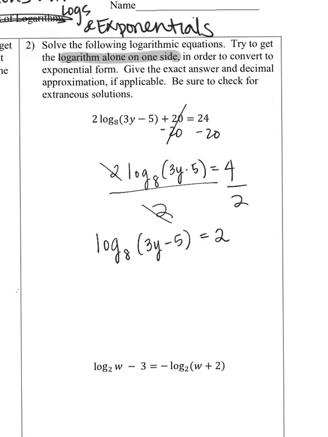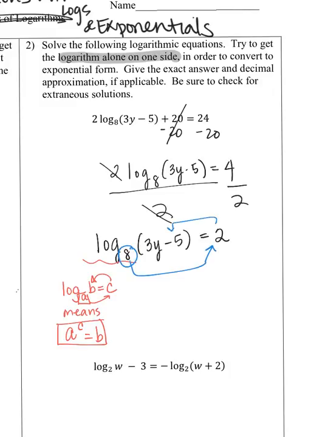As soon as we have one single logarithm on the left side, we're going to use the meaning of log. So remember, log base a of b equals c means we have a to the c power equals b, right? This is the base, the exponent, and then the answer to that. So this is the exponential form. So to rewrite this, our base is 8. It's going to go to the second power and should equal all of that stuff. So we have 8 to the second power equals 3y minus 5. But really that's 64 equals 3y minus 5.